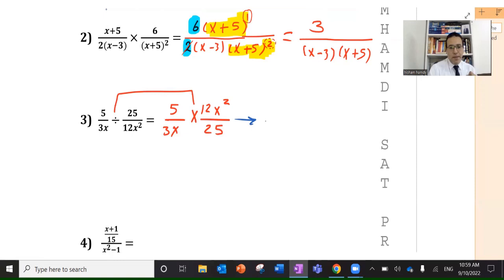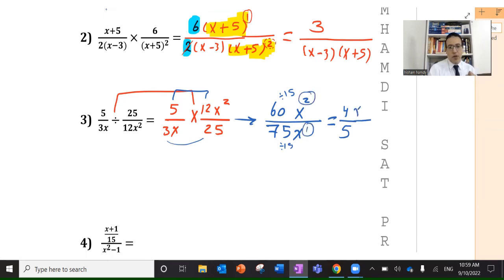I can multiply them. So 5 multiplied by 12 is 60, x squared divided by 75, 3 multiplied by 25. Then I divide it up by 15, gives me 4. I divide it down by 15, gives me 5. And x squared divided by x power 1, subtracting the power, so it's 4x over 5.